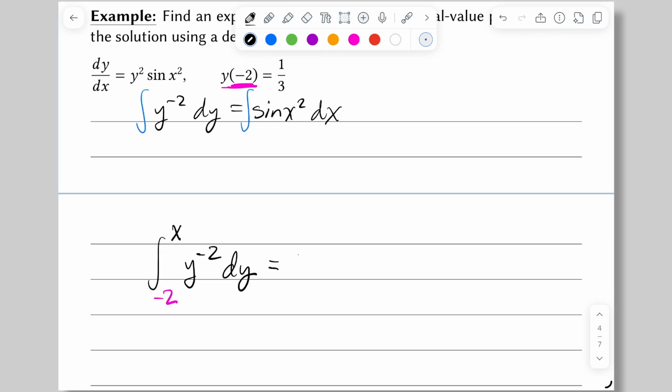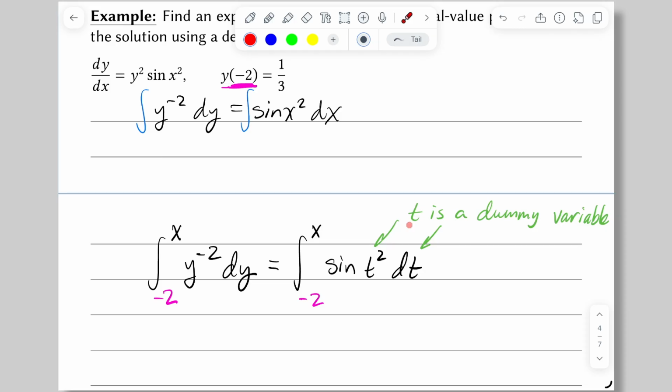We want it to be the same type of integral on the right-hand side, so it also is going to go from negative 2 to x. Then we have our sine of, well, I can't write down sine of x squared if the upper limit of integration is x. And so what we do is we use a dummy variable. I have sine of t squared dt. If we were able to anti-differentiate the right-hand side, we would substitute the t's using x and negative 2 according to the fundamental theorem of calculus, and the t's would be gone and it's a function of x.